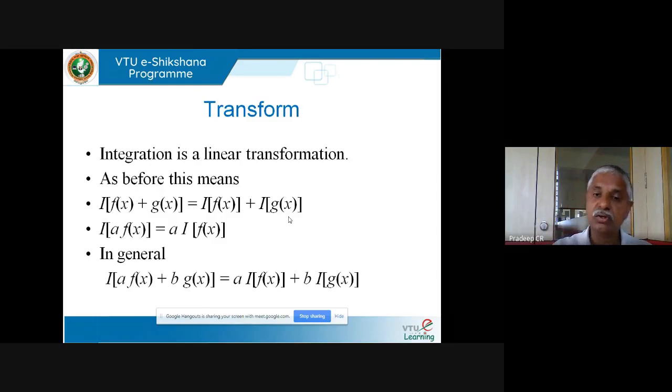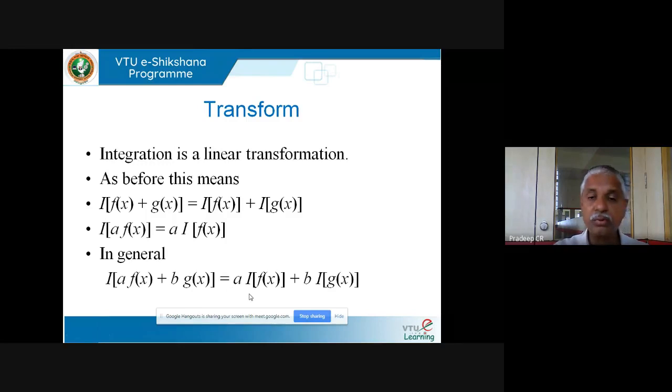So integration is also a linear transformation. Similarly, D is also a linear transformation. That means instead of I here, you can write capital D. The same formula goes through. D of a times f of x plus b times g of x is equal to a times D of f of x plus b times D of g of x. I know I have shown you for I, but the same thing is true for D also.